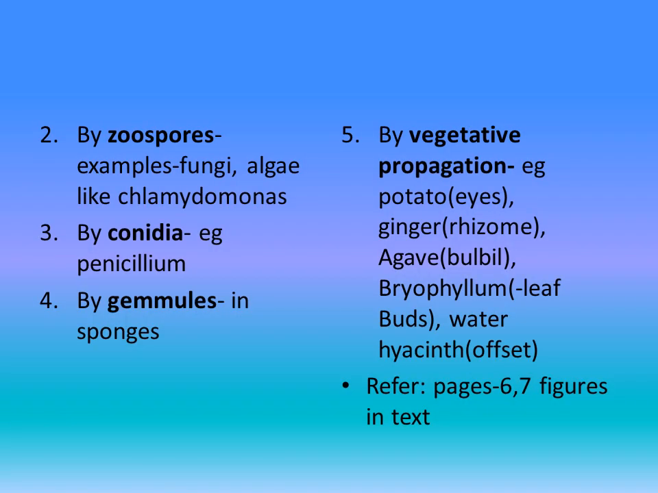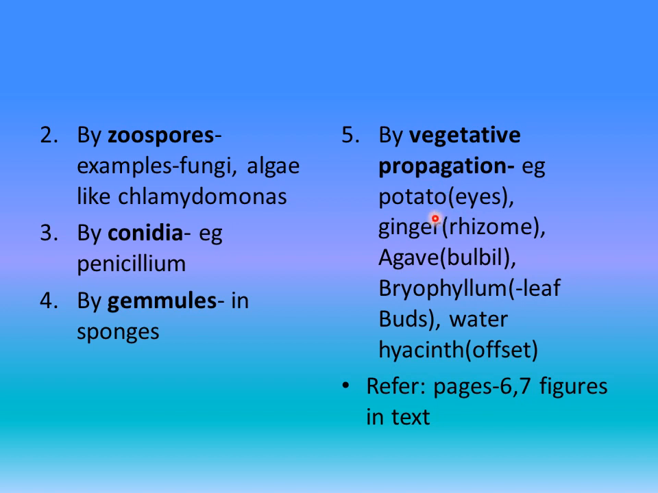Next method is by zoospores. Examples: in fungi, algae like Chlamydomonas. By conidia, example penicillium. By gemmules in sponges. By vegetative propagation in plants like potato, ginger, agave, bryophyllum, water hyacinth.